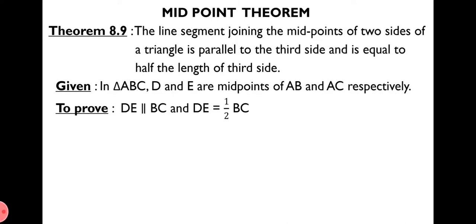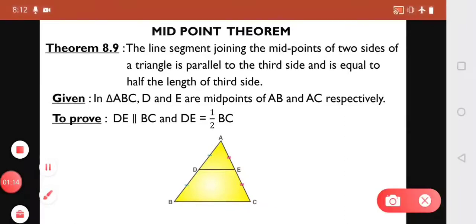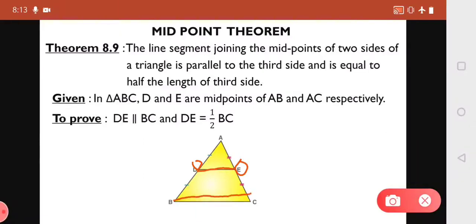So on the basis of the given, let's draw the figure. You can see in the figure, triangle ABC is there, in which D is the midpoint of side AB and E is the midpoint of side AC. And we are joining this line DE. And we have to prove that DE is parallel to BC. Yes, these two lines are parallel, and also we have to prove that the midpoint line is half the measure of the third side, that is DE equal to half BC.